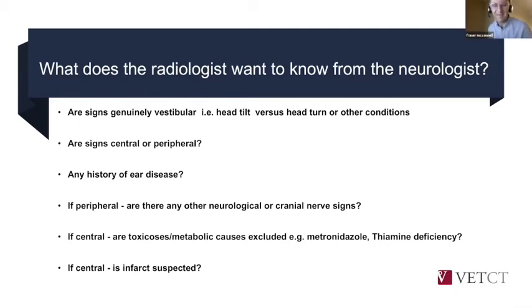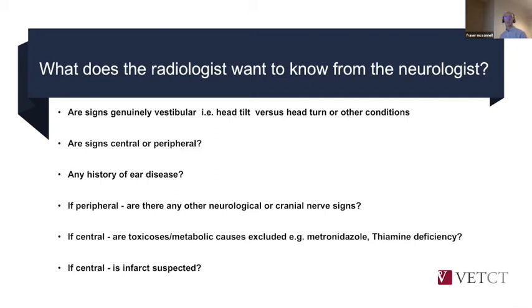Great. Okay, so I'll give the imaging point of view now. As a radiologist, what does the radiologist want to know from the neurologist when we're imaging our vestibular patients? First of all, it's important to know whether the signs are genuinely vestibular. As Elsa showed, there are some mimics of vestibular disease, and we need to be confident that it is vestibular so we're imaging the correct area. It's critical that we know whether the signs are central or peripheral. This will determine which modality is appropriate, and will also help us optimize our imaging protocols so that we can actually try to identify the pathology.